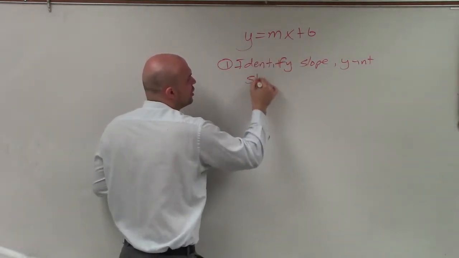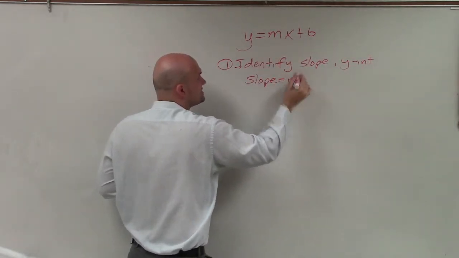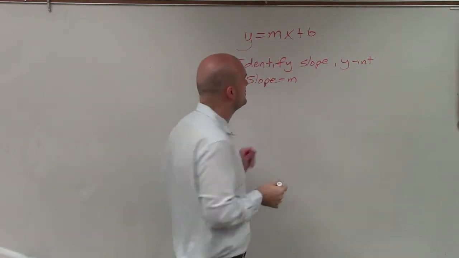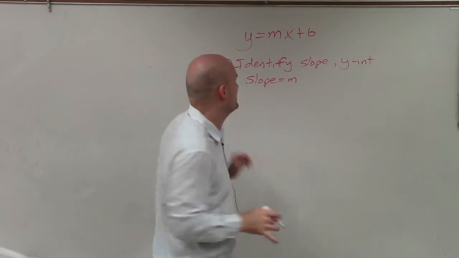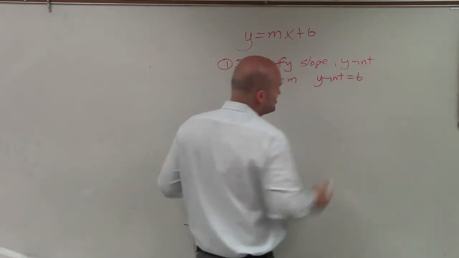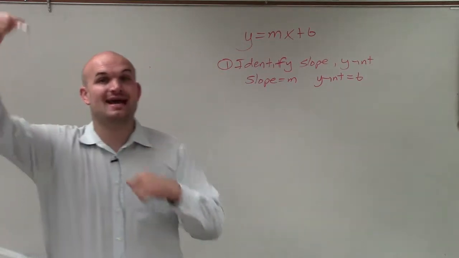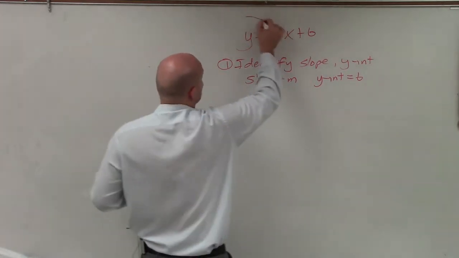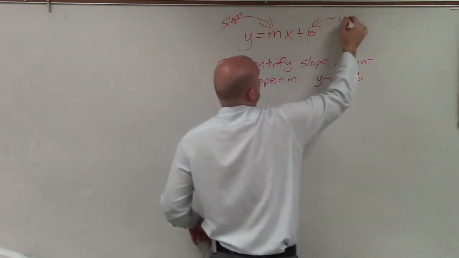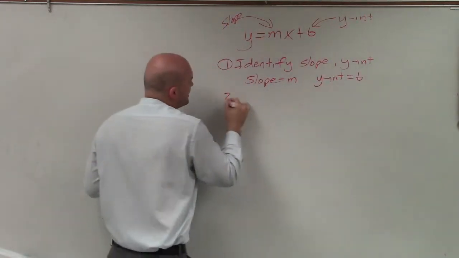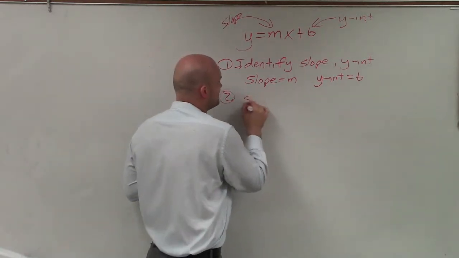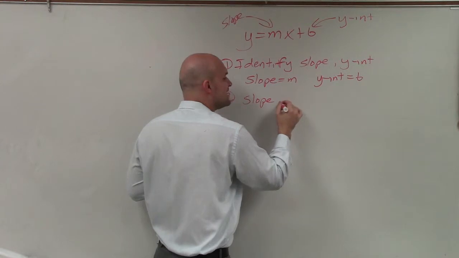But remember, your slope is just m, right? And it's also very important. Slope is m, and then remember your y-intercept is equal to b. All right? So we identify, hey, here's the slope, here's the y-intercept. And a lot of times you could say, oh, hey, there's my slope, there's my y-intercept.